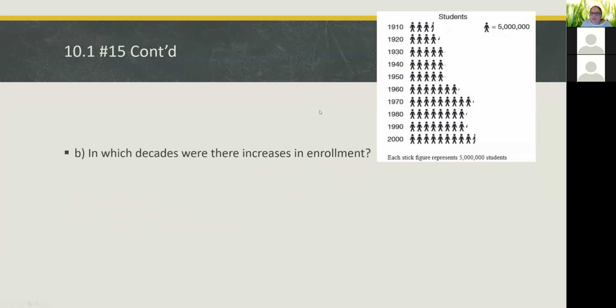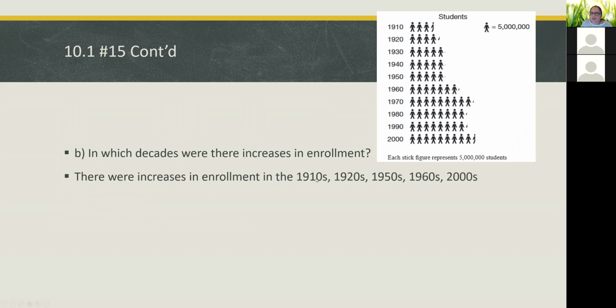And then it asks, in which decades were there increases in enrollment? So from 1910 to 1920, there's an increase. So I'm going to say that in the 1910s, there's an increase. Okay? So there's an increase in the 1910s.